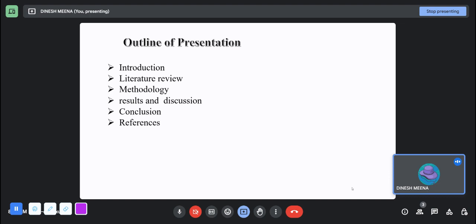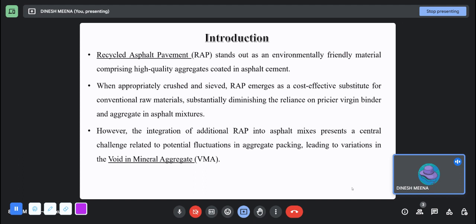Outline of the presentation. Let us come to the introduction. Recycled asphalt pavement stands out as an environmentally friendly material comprising high quality aggregates coated in asphalt cement. When appropriately crushed and sieved, RAP emerges as a cost effective substitute for conventional raw materials, substantially diminishing the reliance on precious virgin binder and aggregate in asphalt mixture.